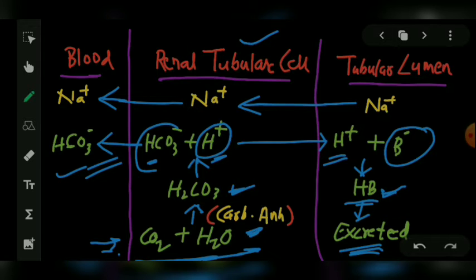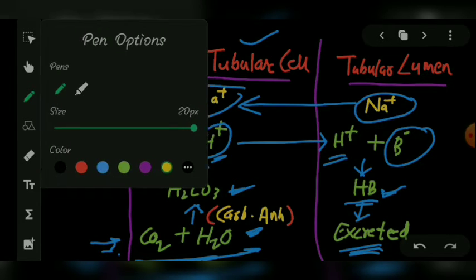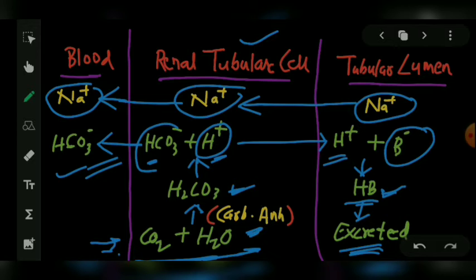So this was the first process which is going on, and the second process is that from the tubular lumen, Na plus ions go into the renal tubular cell, and from the renal tubular cell they go into the blood. It is reabsorbed in the blood. So overall, in the blood, Na plus and HCO3 minus, these two things are reabsorbed. So this was the first step. Hope you understood the first process.